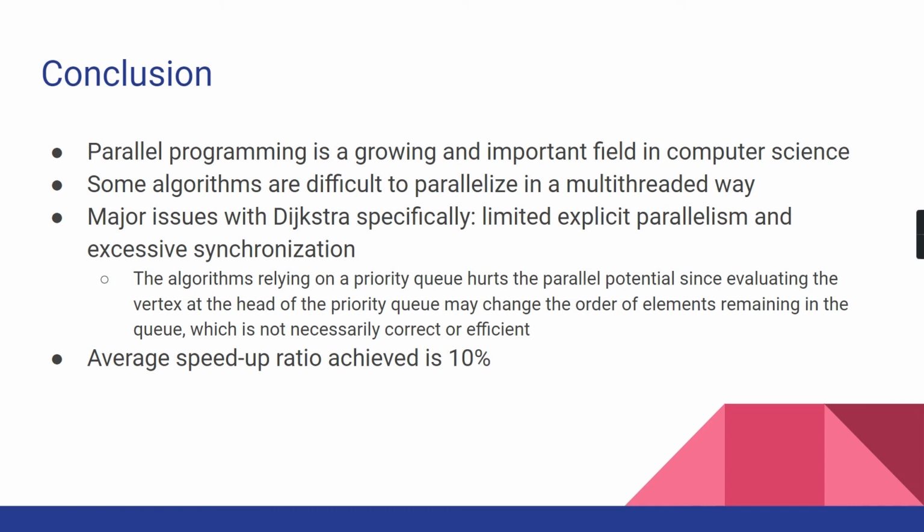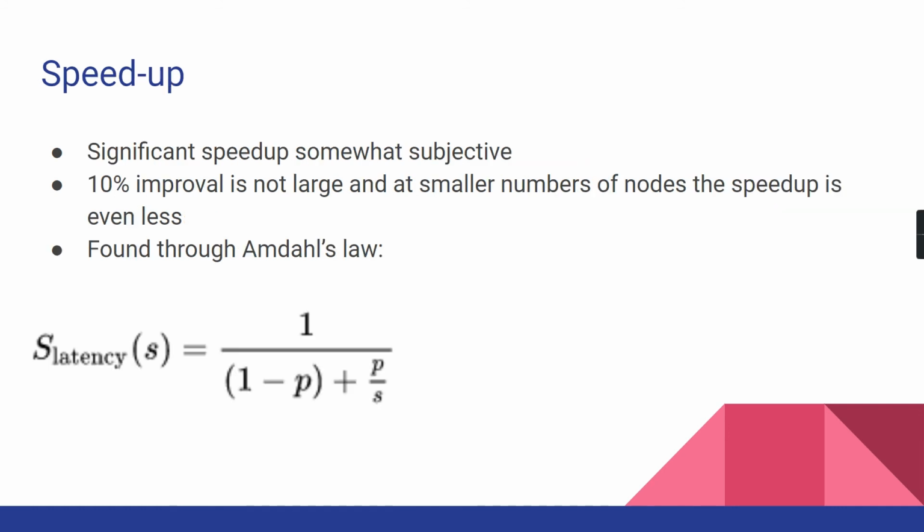Evaluating a vertex at the head of the priority queue may change the order of the elements remaining in the queue, which is not necessarily a correct or efficient way to run an algorithm, and also can lead to the parallel version ending up doing more work, even though it may do the work faster still. So their final conclusion was they achieved an average speedup ratio of 10%.